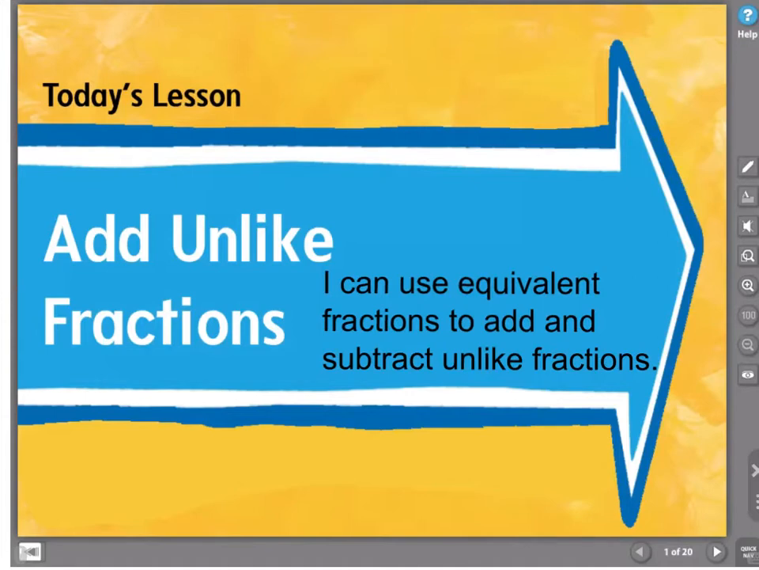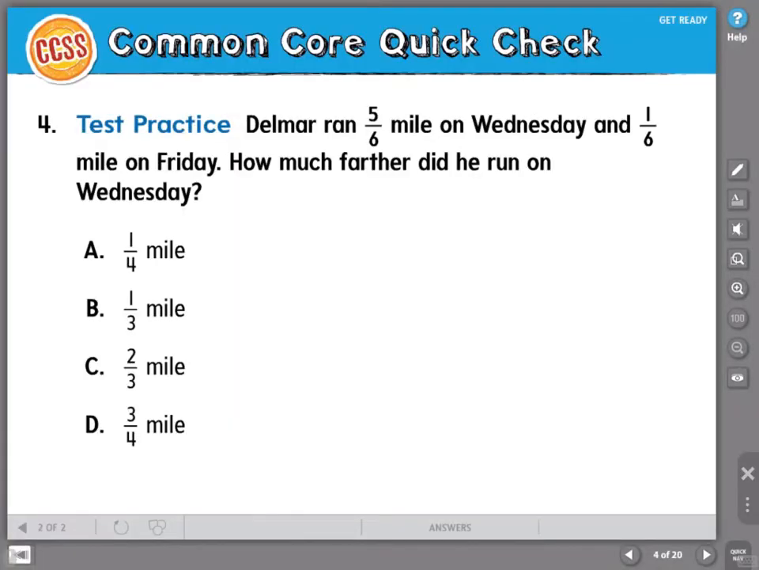Today's lesson is on adding unlike fractions. Our I can statement today is: I can use equivalent fractions to add and subtract unlike fractions. Before we get started, let's remember what we did last week. Last week, we added and subtracted like fractions.